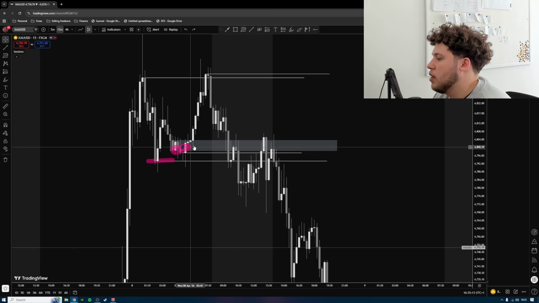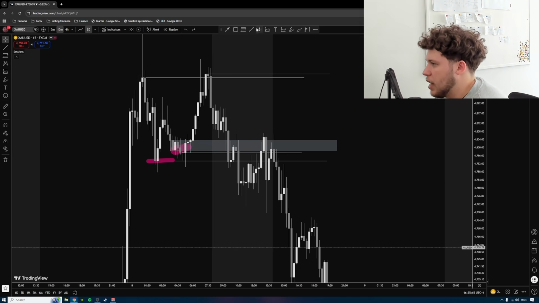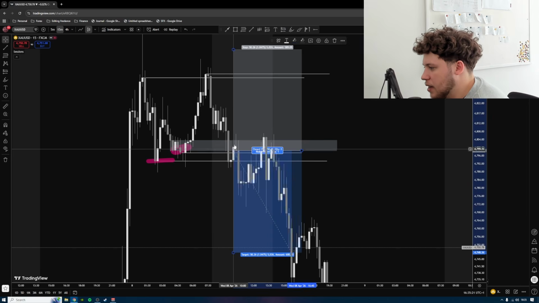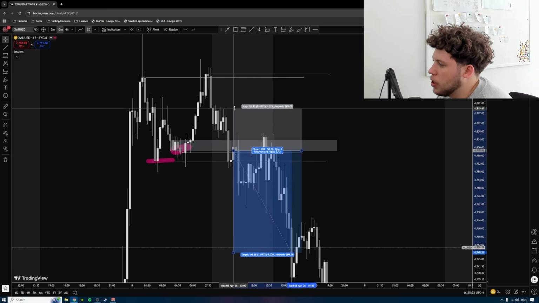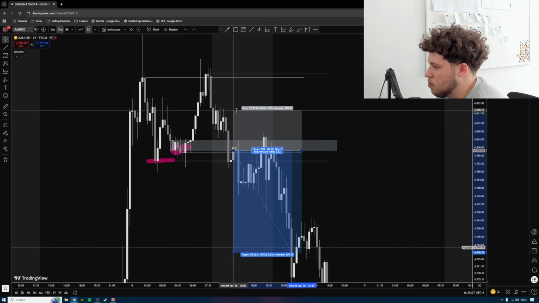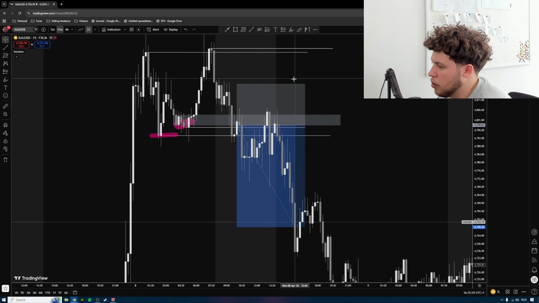So I like to use the retest of previous lows. And as you can see, it comes in perfectly, tests into this previous low. And then all you need to do is just enter when you get the test, put your stop like you normally would. You can normally do around 200 pips or so for gold at the moment.